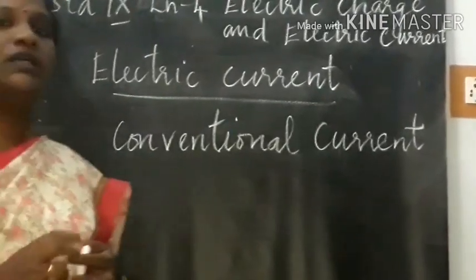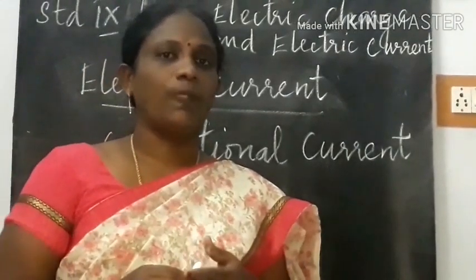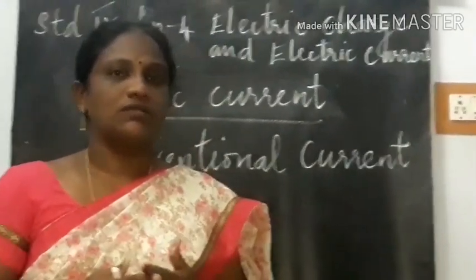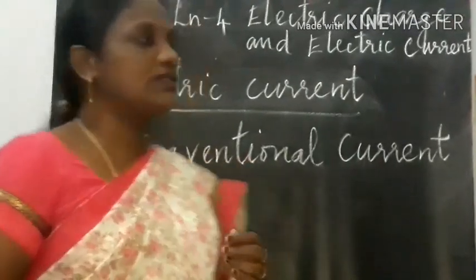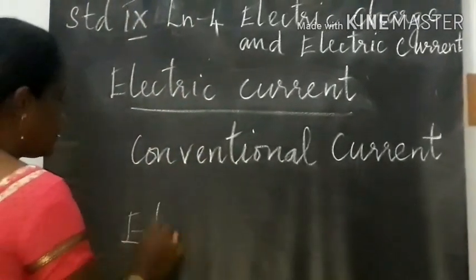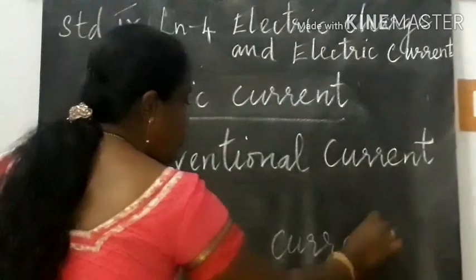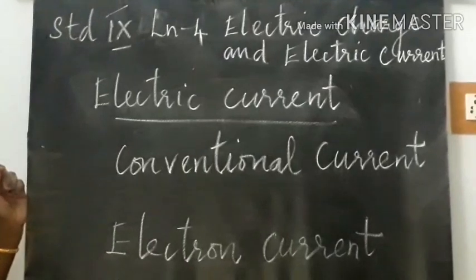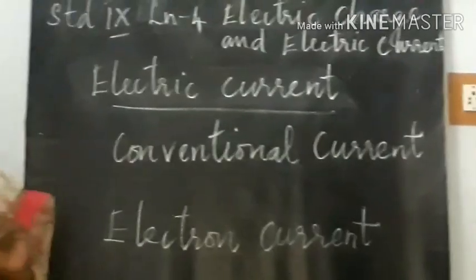After the discovery of electrons, scientists proved that electricity is produced by the flow of electrons in the circuit. The copper wires we are using consist of free electrons. So this flow of electrons causes electricity, and this current is called the electron current. So what is a conventional current? The flow of positive charges is called the conventional current, and the current produced by the flow of electrons is called the electron current.